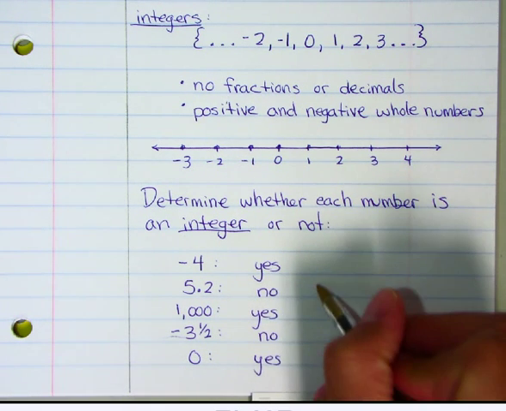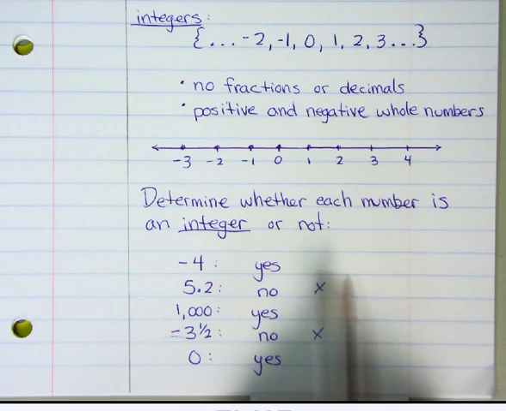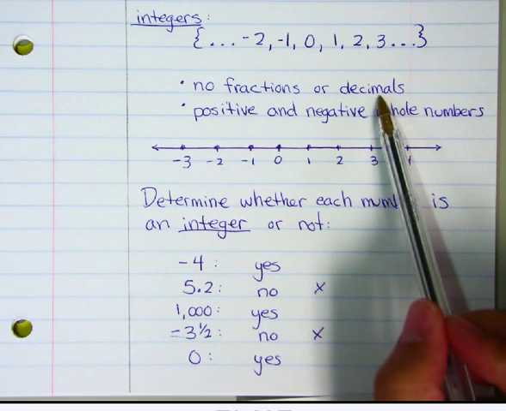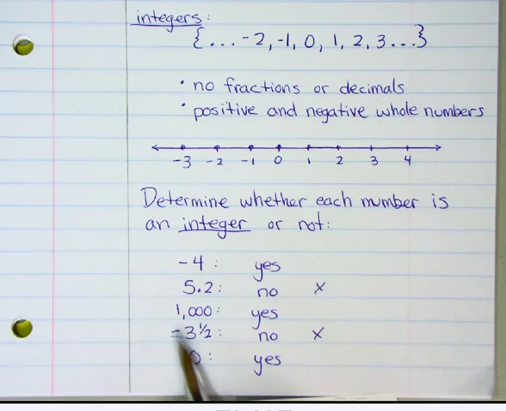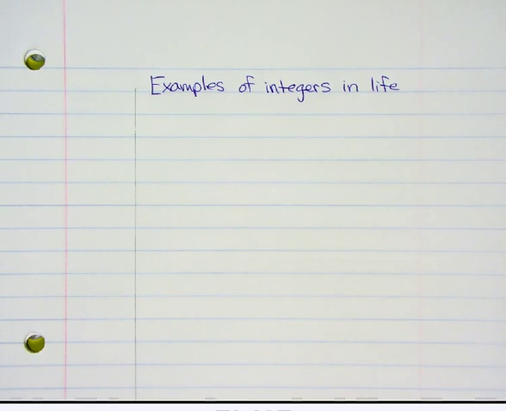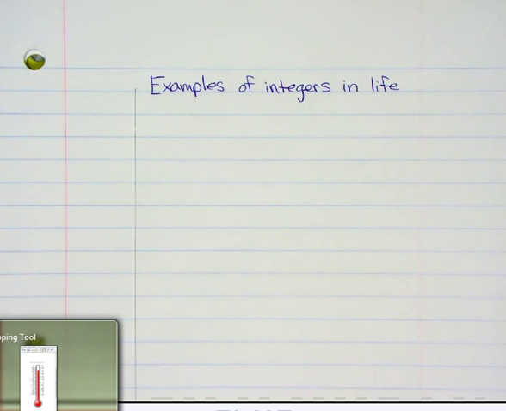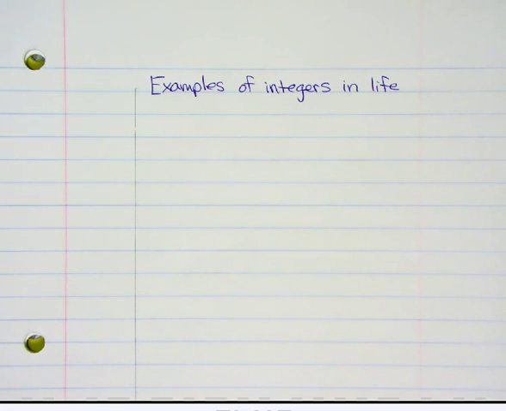The reasons these are no: 5.2 has a decimal, so therefore it's not an integer. Negative 3.5 has a fraction, so that is also not an integer. Can you think of some examples of integers in our real life? So try to think of examples where you'd have both a negative and a positive number in a possible same situation.